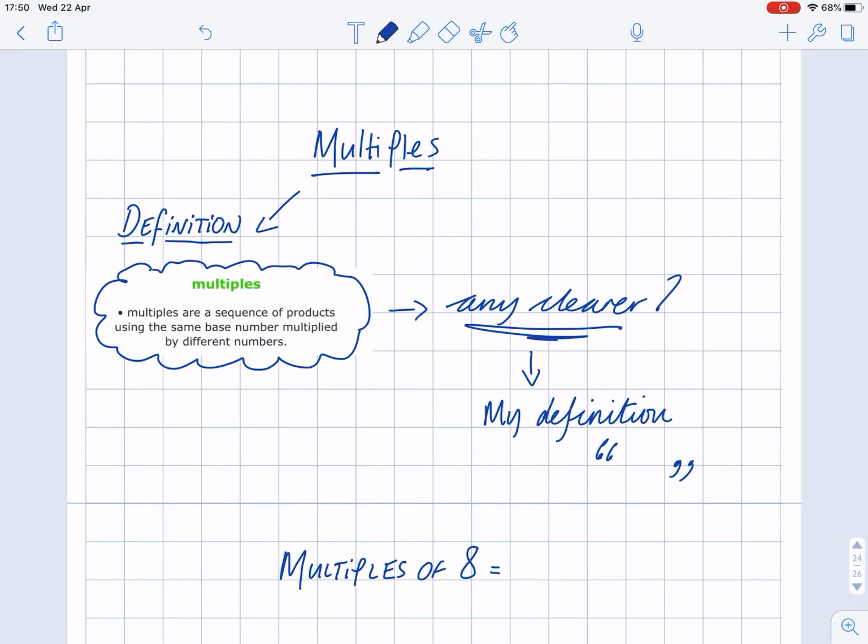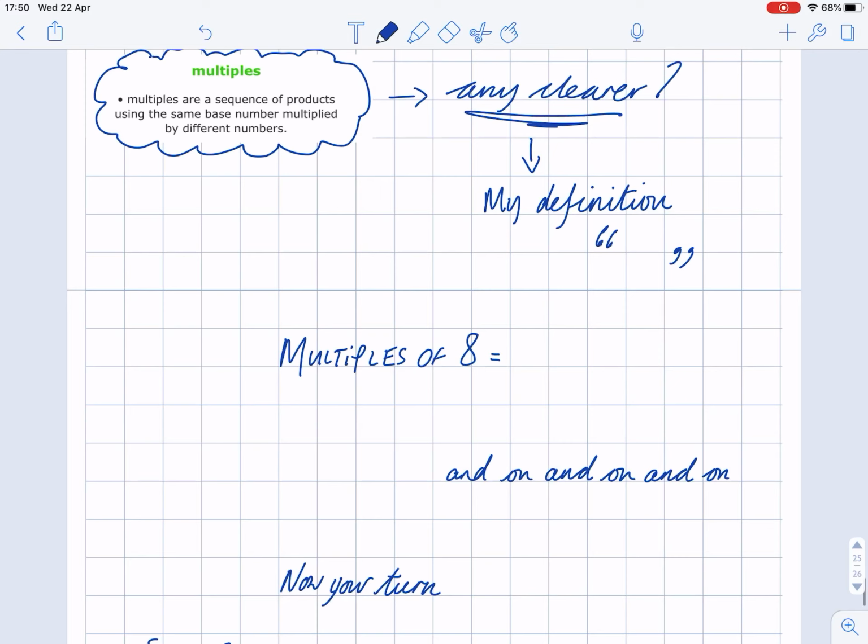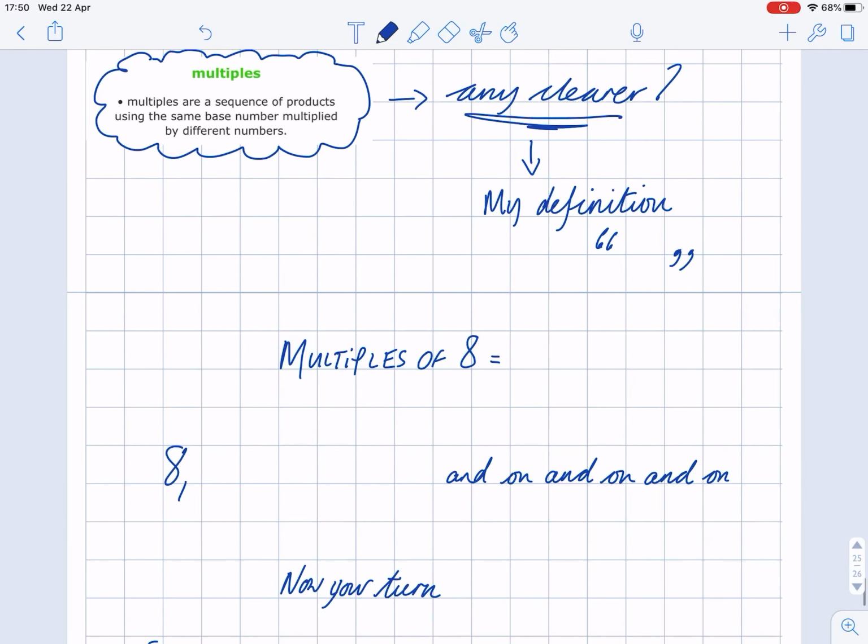So I've put underneath here the multiples of 8. All you've got to think of in multiples are your times tables. So if you were to count up in 8s, you go 8, 16, 24, 32, 40, 48, and on and on and on. Okay, so the multiples of 8 is basically an infinite number, because you could keep going up and up in 8s.